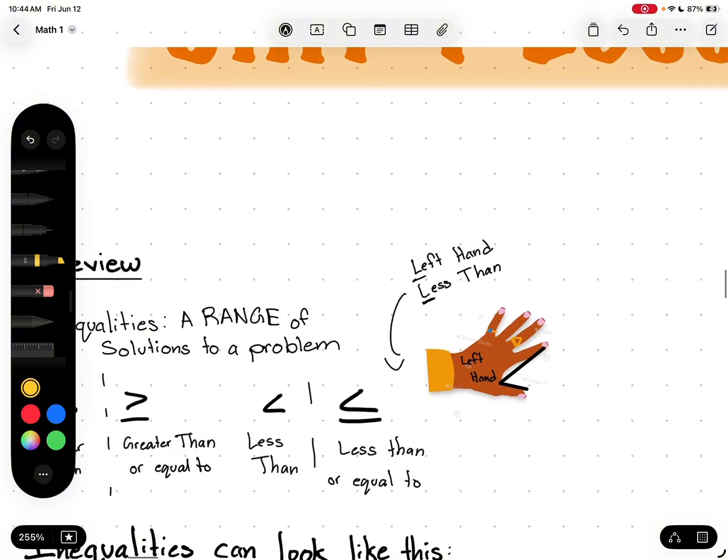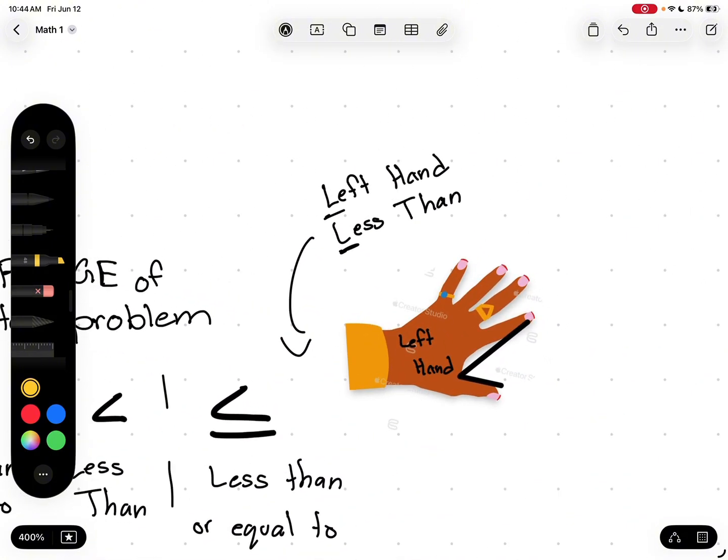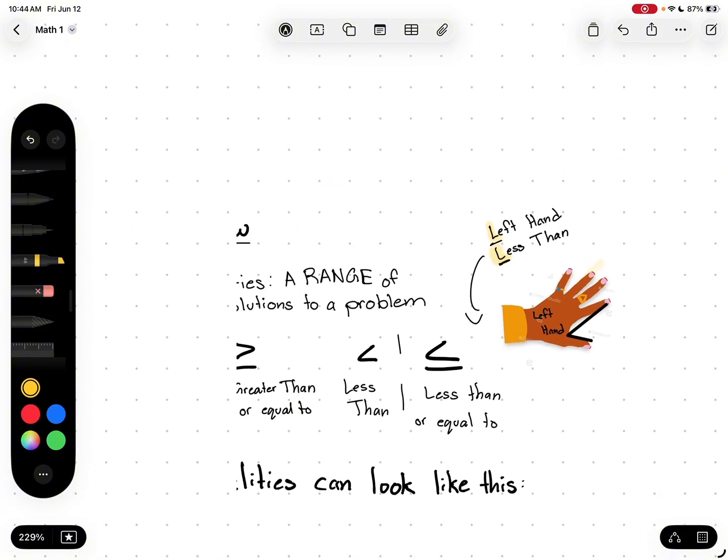And I want you to quickly hold your left hand up, and I want you to see the sign that your pointer finger and your thumb make. And you see that it's the left hand less than sign. So that's just a good way to remember it. Left hand, less than. Whatever sign your left hand makes is the less than sign.